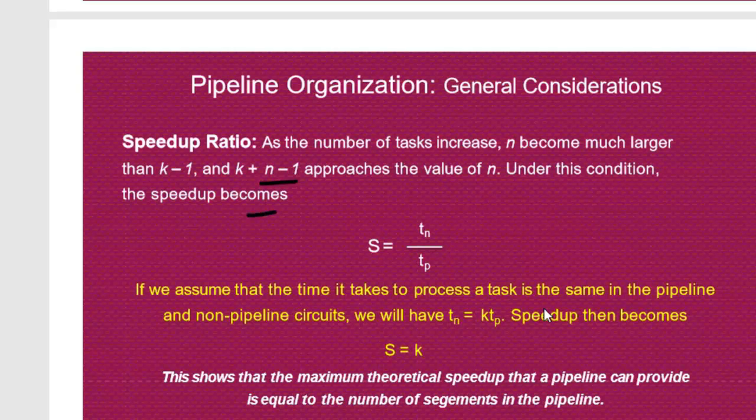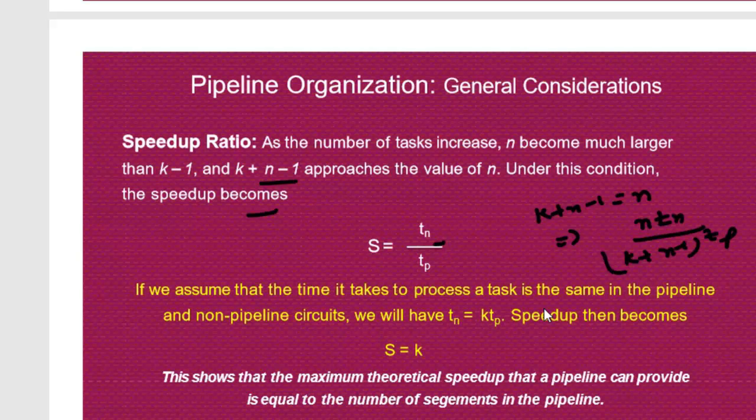Under this condition, the speed up will become, if we put k plus n minus 1 equal to n. What will happen in the previous equation? The previous equation was n into tn upon k plus n minus 1 into tp. When n becomes very large and it approaches k plus n minus 1, then k plus n minus 1 will be equal to n. So n tn upon n tp. The n will cancel and the speed up ratio will become tn divided by tp.